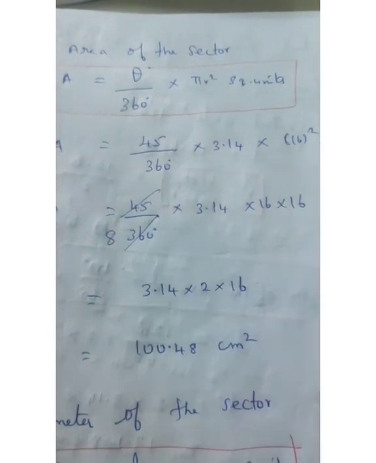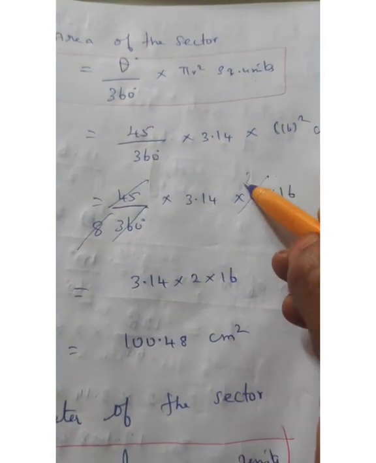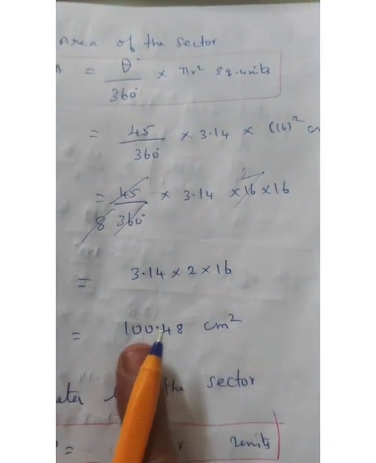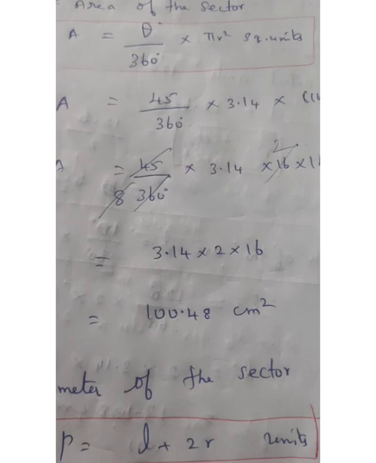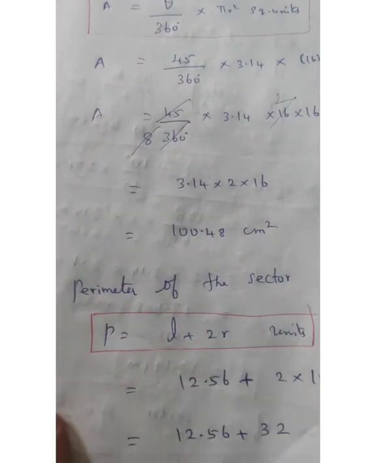Next use the table. 8th table: 1 8 is 8, 2 8s are 16. So 3.14 into 2 into 16, multiply and get the answer equal to 100.48 centimeters squared. Next, perimeter of the sector.